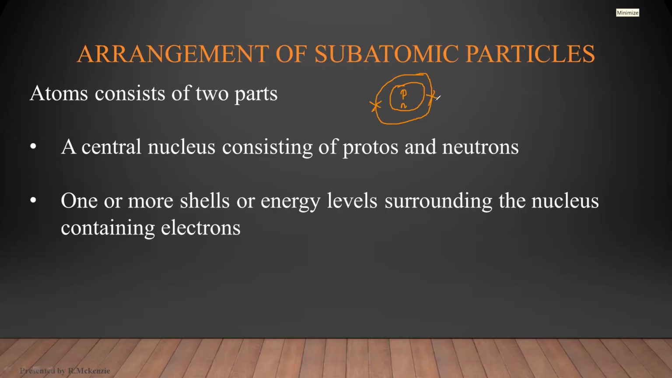And then on the shells, you have E. So in the nucleus, we have protons and neutrons, and on the shell, we have electrons. So this is just recapping. If you're looking here, you have a central nucleus consisting of protons and neutrons, and then you have shells surrounding the nucleus containing electrons.